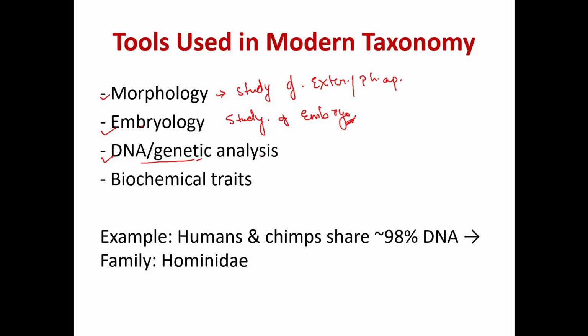DNA studies, the genetic makeup, gene number, genotyping, that is basically the study of genes. Biochemical traits, such as biochemical enzymes and biomarkers. All of these are tools that help to identify, classify and study evolutionary relationships. Let's take an example, humans and chimps. We know humans and chimps share some common features and come from a common ancestor, and they share almost 98% of DNA. This data comes from the use of these tools and studies.